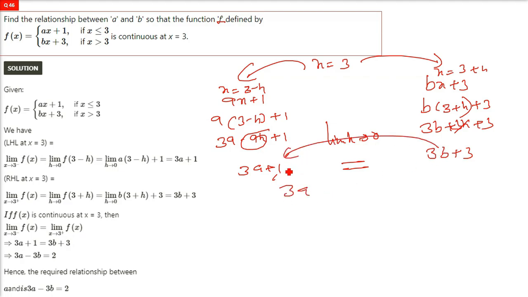3b I am taking on the left hand side, this 3 minus 1 is 2, so 3a minus 3b is equal to 2. So you have a minus b equals 2 by 3, or you can just write like that. This is the relationship between these two.